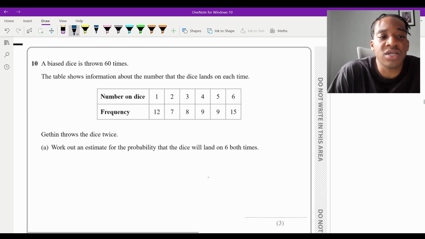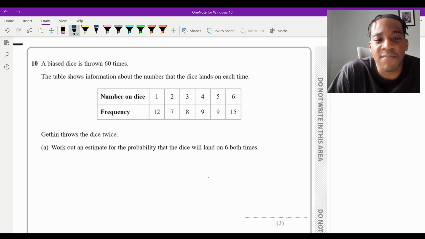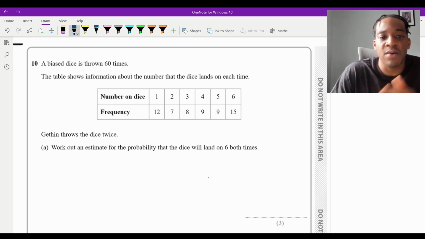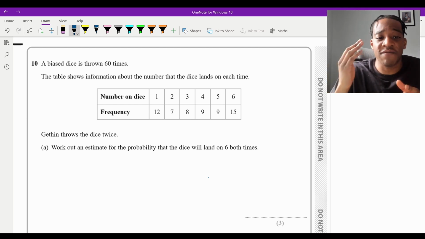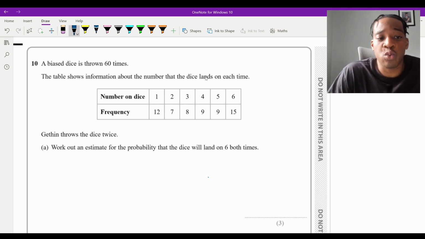Okay, so question 10 says a biased dice is thrown 60 times. The table shows information about the number that the dice lands on each time. So we've got the number of dice from 1 to 6, and we've got the frequencies for each number. Now it says Gethin throws the dice twice. We need to work out an estimate for the probability that the dice will land on 6 both times.